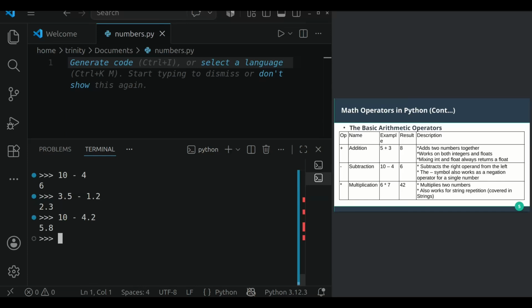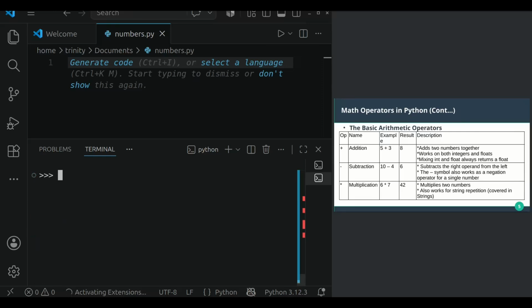Now we talked about negation. The minus symbol can be used to negate a value. So this is negative 10. You have positive 10 and use the minus sign to negate it to a negative 10, and that is it for the subtraction operator. Now next is the multiplication operator.